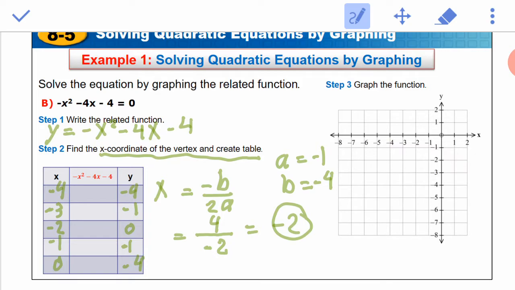Now let's start graphing this quadratic equation. -4 and -4 is going to be right here. -3 and -1 in that place. -2 and 0, exactly on the x-axis. -1 and -1 is going to be here. I expected that because of the symmetry. 0 and -4 is just right there.